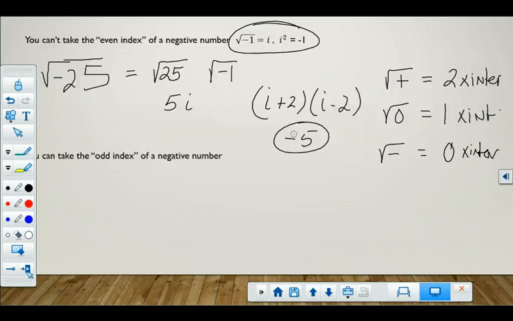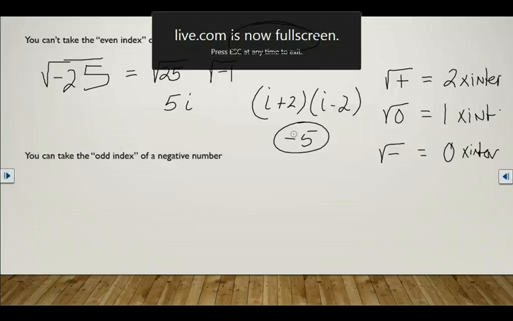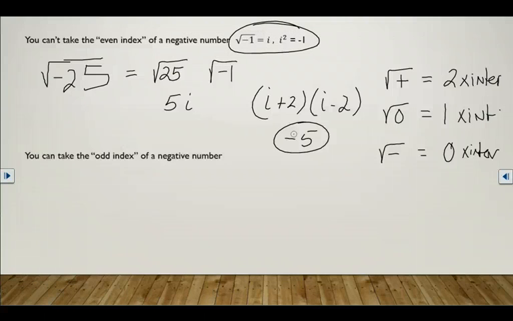I don't know what this is. What does this say? You can take the odd index of a negative number. So that's why you don't have i with cubic functions.